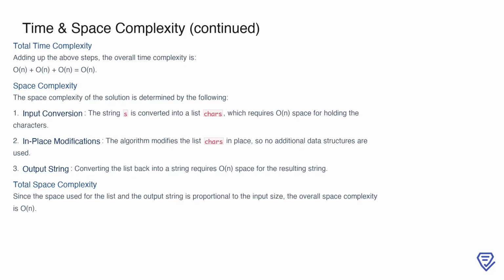When analyzing space complexity, we see that converting the string to a list requires O(n) space to store the characters. The algorithm performs in-place modifications on this list, meaning no additional data structures are used during processing. However, when converting the list back into a string, we need another O(n) space for the output. Since both the list and the resulting string are proportional to the size of the input, the total space complexity is O(n). This makes the algorithm efficient in terms of both time and space usage.